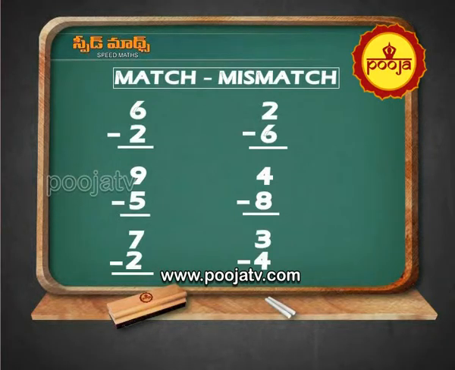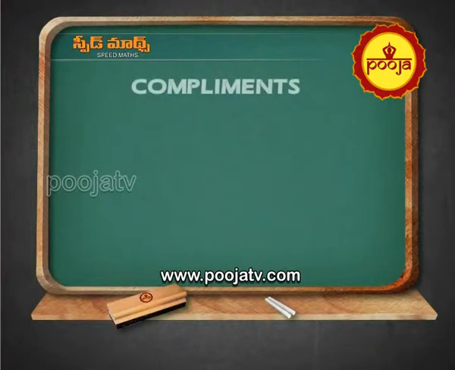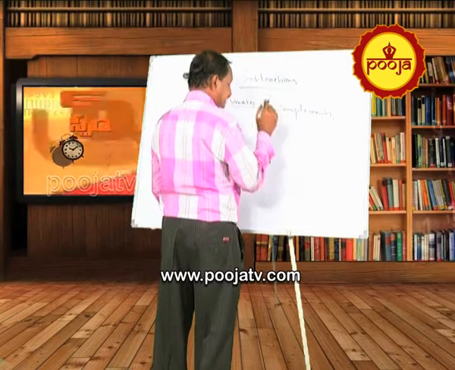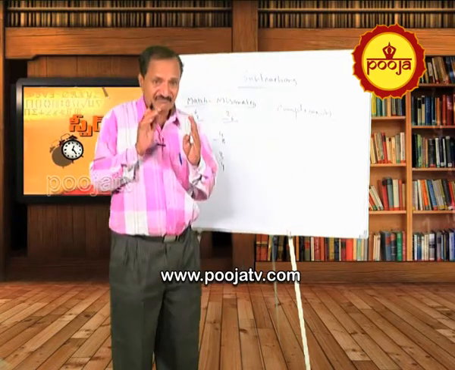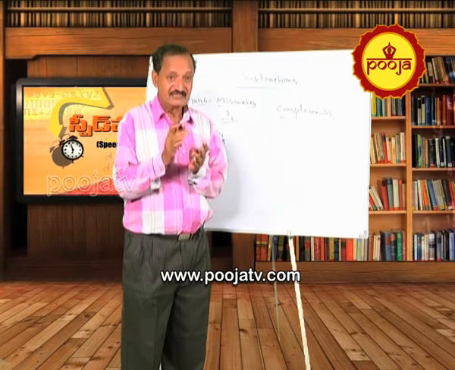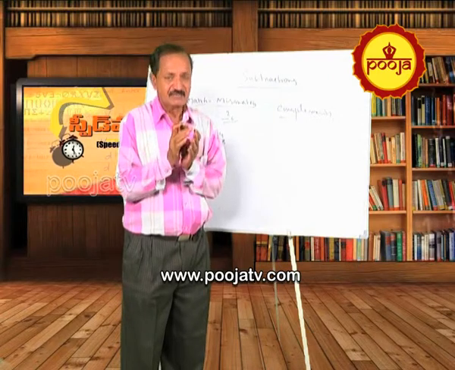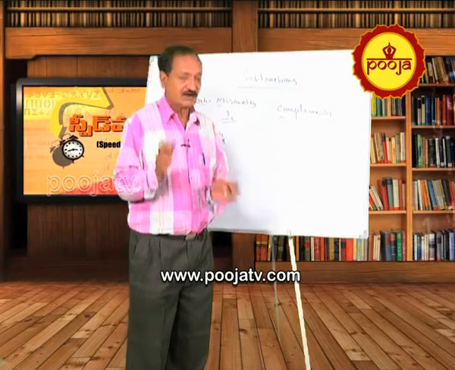So, you have to learn what is match and what is mismatch, and you have to learn complements. I have already told you, still I am telling you, it is important here in subtractions. What is a complement? Complement is the difference of the number from 10. What is the complement of 4? The difference of 10 and 4 is 6, or else if you add both the numbers, you should become 10. Then it is called a complement.